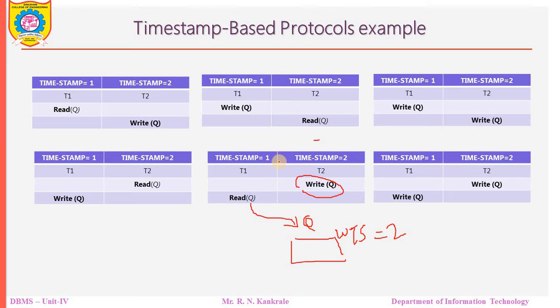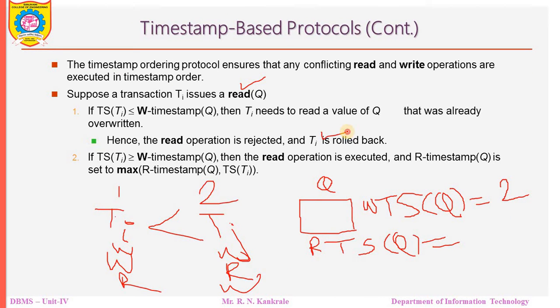No, because T1 arrived before T2. If we allow it to read the value of Q, T1 will complete its execution first and be out of the memory, and if T2 fails, then it will be trouble for T1. Hence, it will not allow T1 to read the value of Q, which is overwritten by T2. So this is the reason for the first condition that does not allow it.